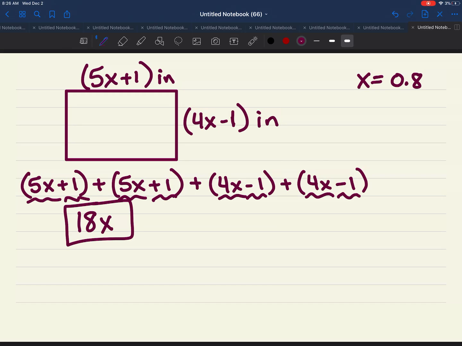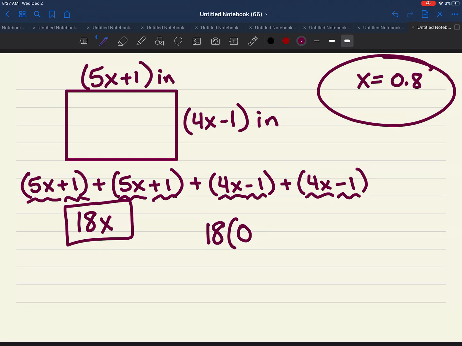Okay. So I finished the first step. I found an expression for the perimeter. The second step says find the perimeter if x is equal to 0.8. This right here. What do I do with the number 0.8? Yeah, plug it in, right? What's that called when we plug in for x? Good, substitution. Okay, so all you're going to do is plug that in. 18 times 0.8. Somebody type that in their calculator for me and tell me what you get, please.